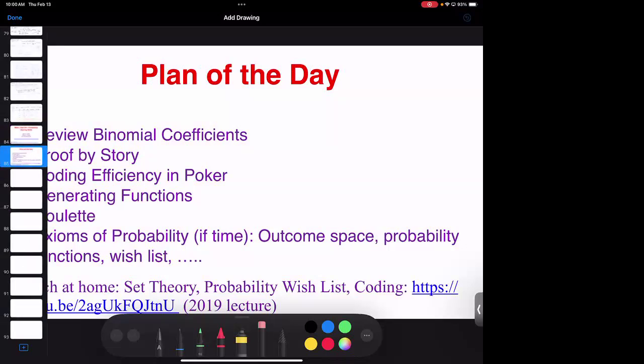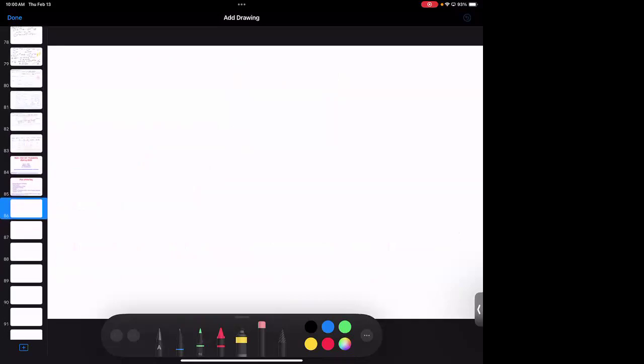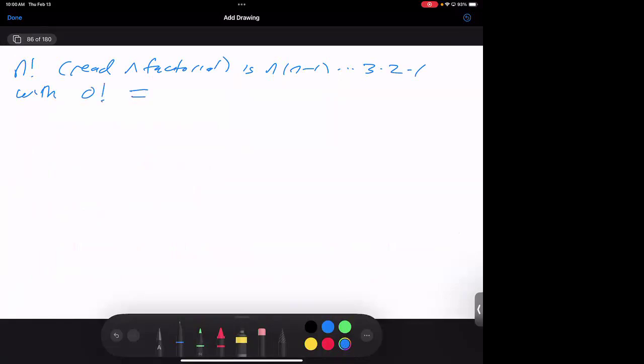Okay. So the first is review of binomial coefficients. So n factorial is n times n minus 1 dot dot dot times 3 times 2 times 1, with 0 factorial defined to be 1. So can somebody tell me in words, is this helping anybody?